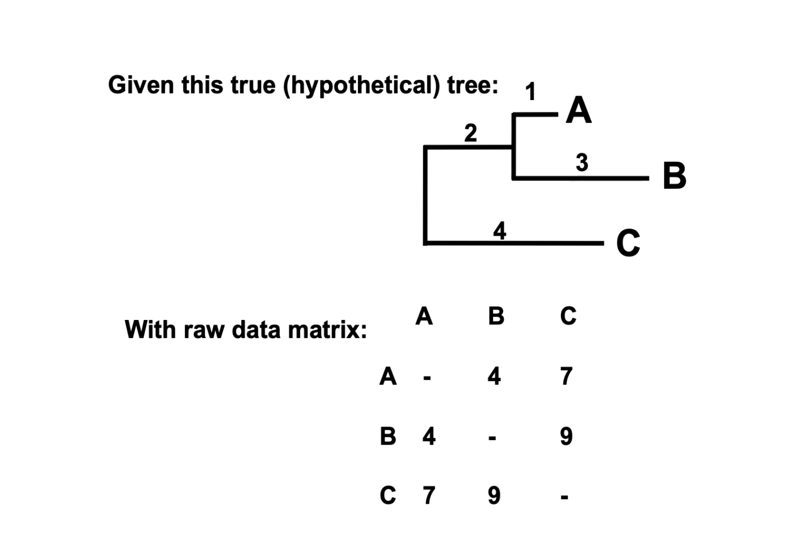So working backwards, we make a data matrix based on this tree, and then we'll use that data matrix with different methods to see if we can reconstruct this same tree. So here's the data matrix. The distance from A to B is 4. The distance from A to C is 7. The distance from B to C is 9, and it's just repeated on the diagonal.